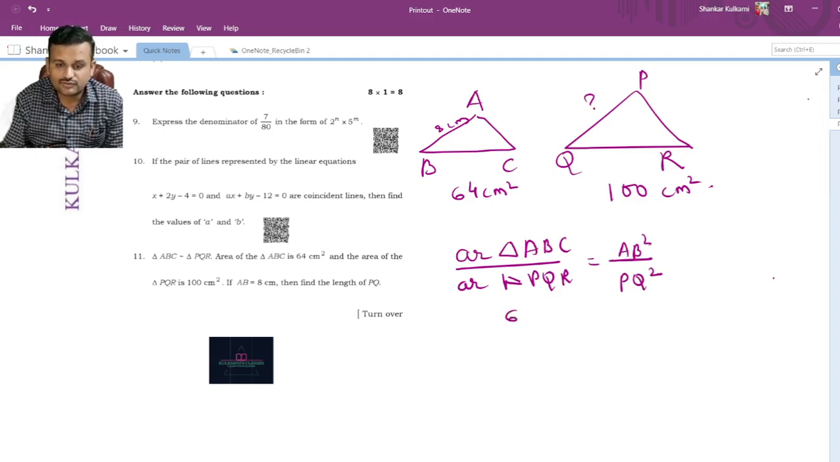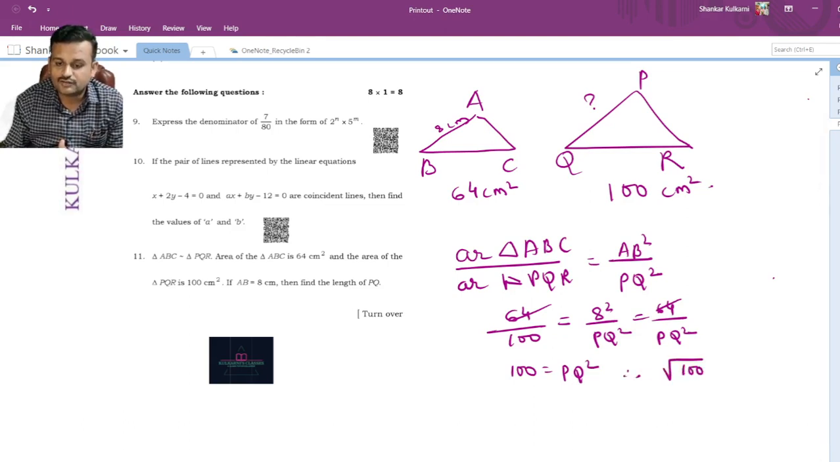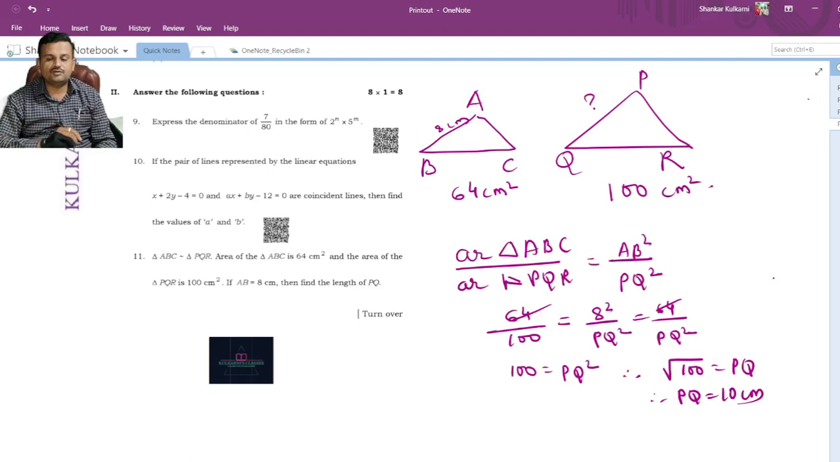So according to this, if you simplify, 64 by 100 will be equal to 8 square by PQ square. Here 8 square is nothing but 64. So 64 and 64 get cancelled. So what is remaining then? 1. If you compare the denominators now, finally what we are getting: 100 is equal to PQ square, means square root of 100 is equal to PQ. Therefore, PQ is equal to 10 centimeter. This is the answer for this question.